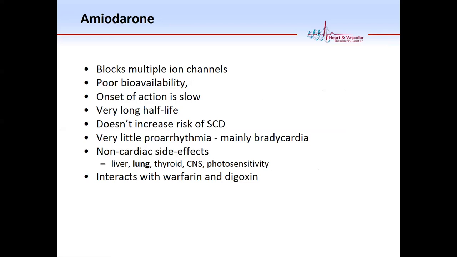The proarrhythmia of amiodarone is primarily bradycardia, and then it's got all these non-cardiac toxicities that we pay attention to. The pulmonary toxicity is most uncommon, but bad, okay? Whereas thyroid toxicity is considerably more common, but totally treatable. And the liver toxicity is fairly rare, and you just monitor their LFTs every 6 months along with their thyroid function, and you're doing your job. Amiodarone importantly interacts with warfarin and digoxin, so be very careful if you're starting amiodarone to look for increases in INR and DIG level. Okay.